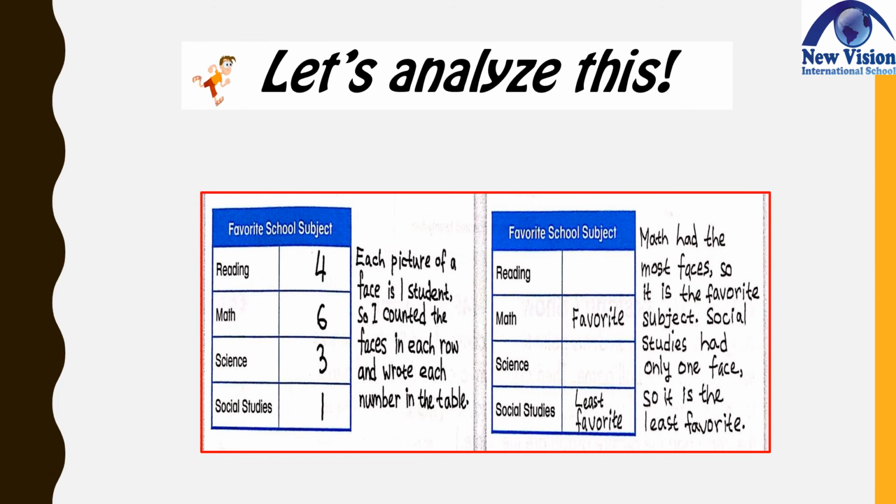Let's analyze this. We have Lily's work and Erin's work. Lily sees that each face equals one student and counts the faces to find the data to record for each subject. She is also able to explain how she found the answers. Erin looks at the graph and sees which row has the most and fewest faces, and then writes which subject is the favorite and which is the least favorite.